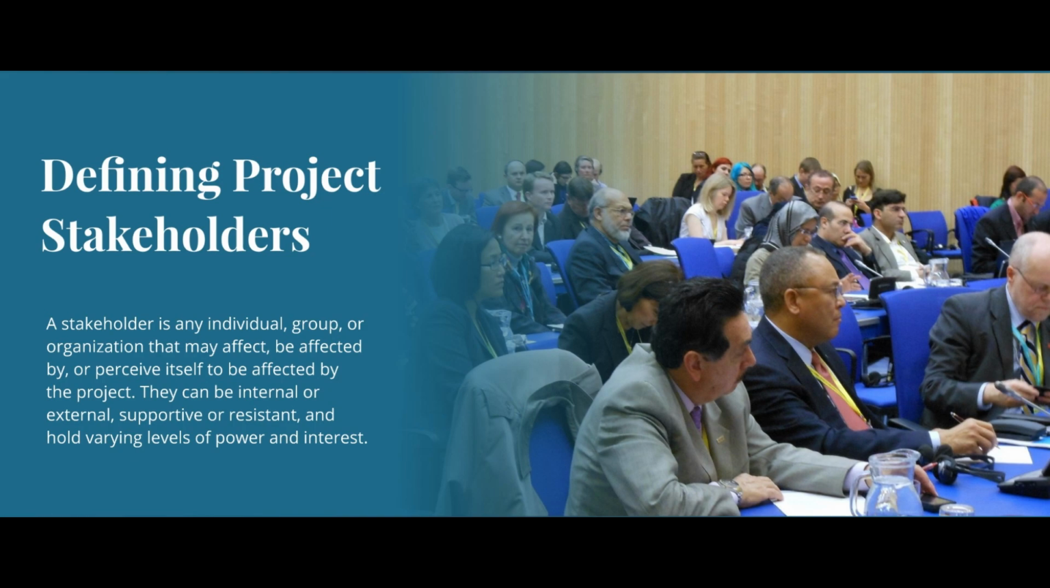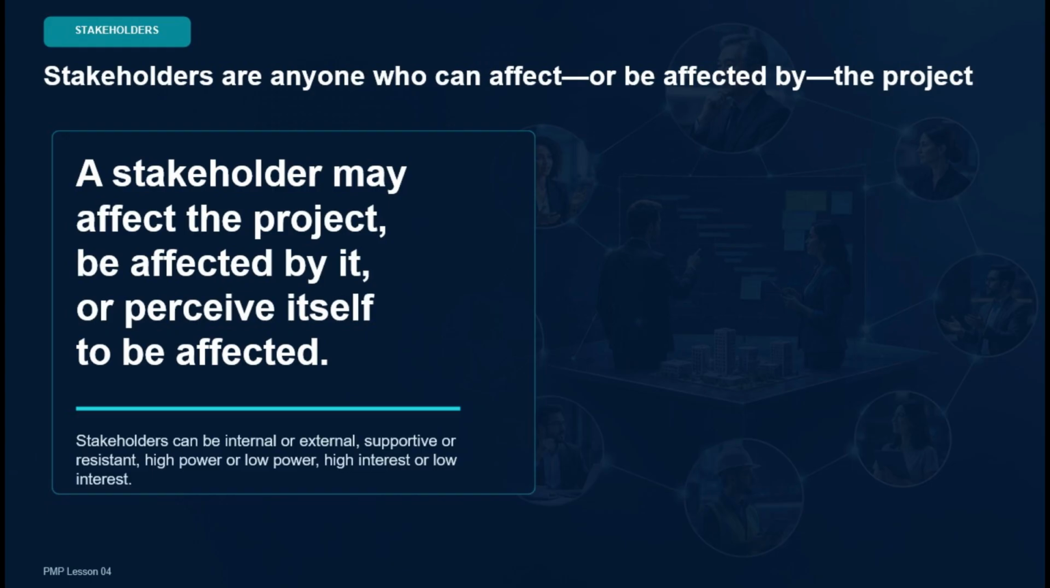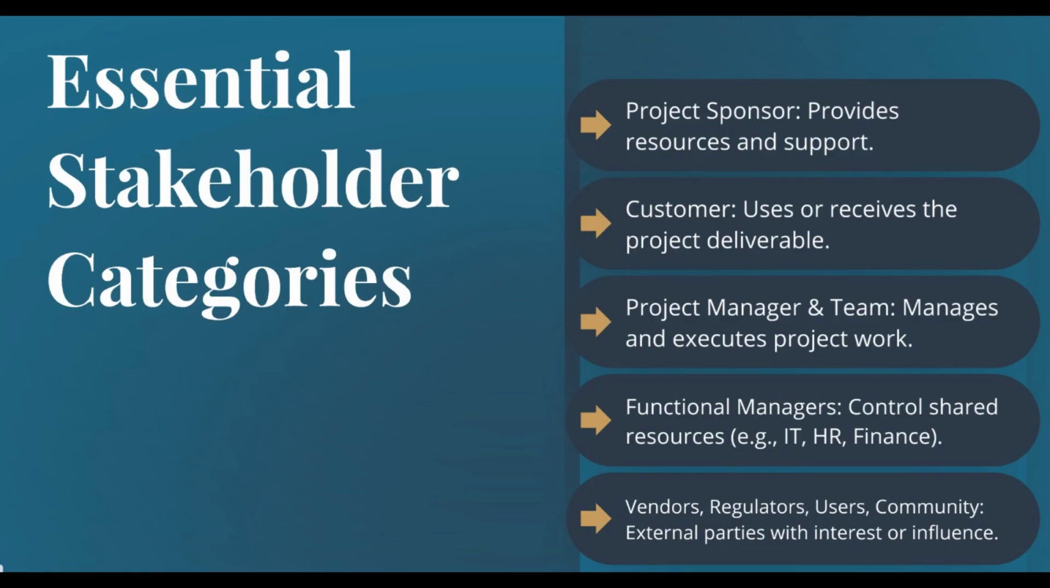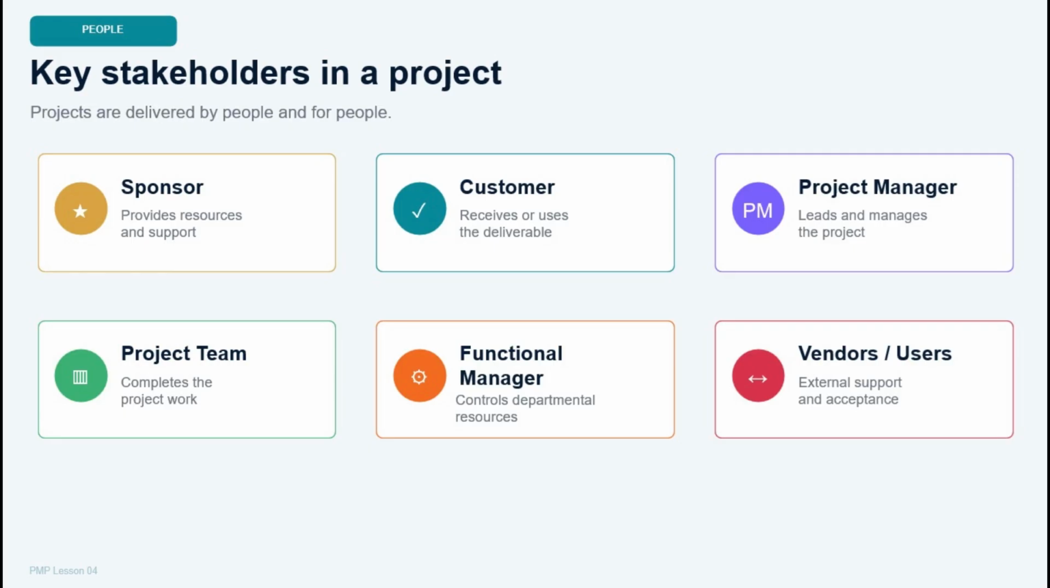A stakeholder is an individual, group, or organization that may be affected by or perceive itself to be affected by the project. This is a very important definition. Stakeholders are not only people who work directly on the project, they can be internal or external. Some key stakeholders include the project sponsor, customer, project manager, project team, functional managers, vendors, regulators, users, and sometimes the community.